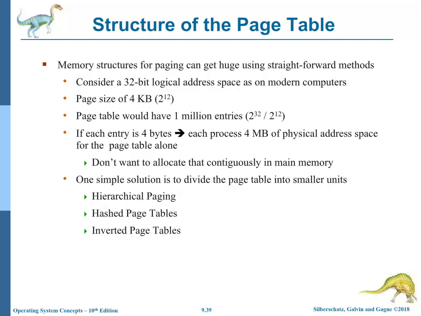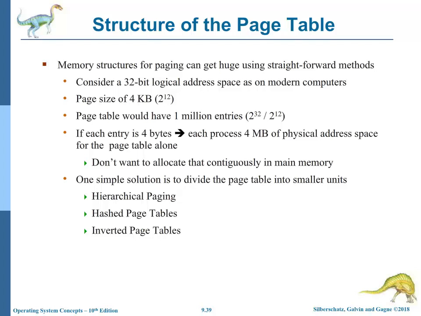Most modern computer systems support a logical address space of 2^32 to 2^64, like 32 bits and 64 bits. With a 32-bit address space and a 4K page size, this leaves 2^20 entries in the page table. So 2^32 divided by 2^12, that's 4K, equals 2^20 entries in the page table.